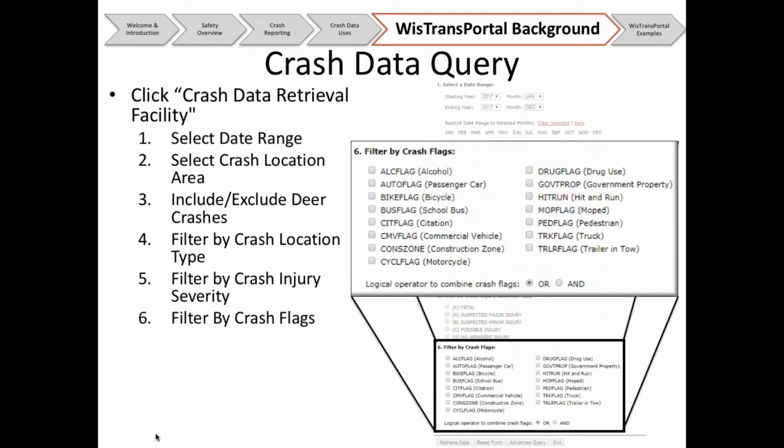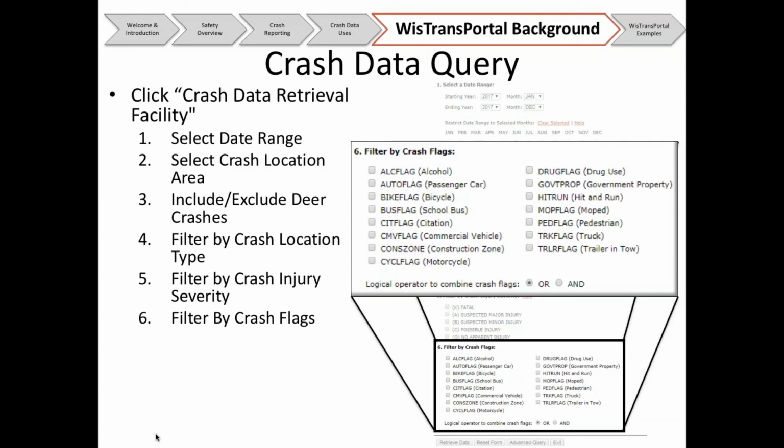With this first query, the basic query, you can also filter by some crash flags. So you can look at alcohol, passenger cars, bicyclists, school buses, truck, trailer, and tow. You also have the ability to use an or for the crash flags, so alcohol or drug use, or you can also have the operator be an and statement. So I want to look for crashes that involve both an alcohol flag and a passenger car.